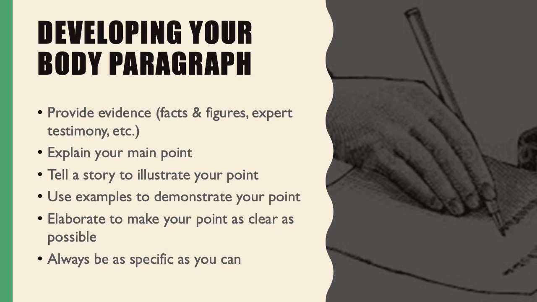Dog is more specific than animal, poodle is more specific than dog, and miniature poodle named Daisy is more specific than poodle. The more specific your evidence, examples, and details, the more clearly your reader will understand what you mean.